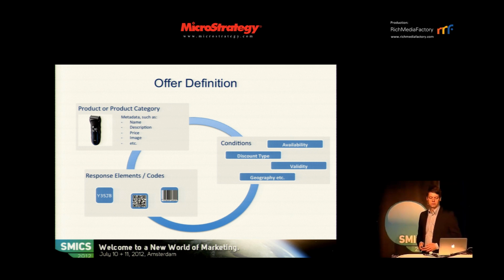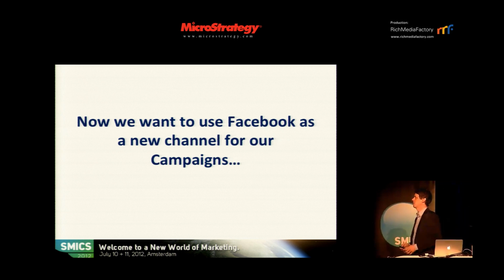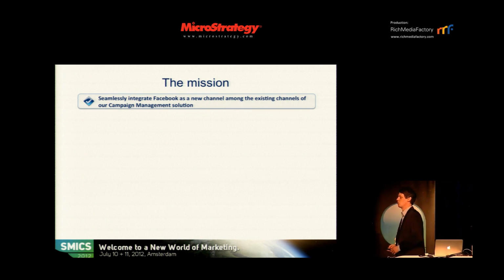So what do we want to do now? This is more the classical perspective from campaign management. We want to use Facebook as a new channel for our campaigns out of the one standard campaign management system. So what is our mission? We want to integrate seamlessly with Facebook as a new channel among all these existing channels, be it SMS, MMS, email, white mail, fax. I don't know if somebody still uses this, but we want to integrate with our existing channels.